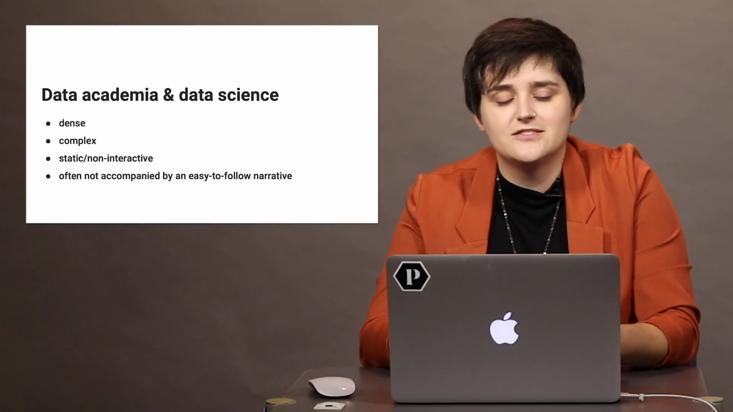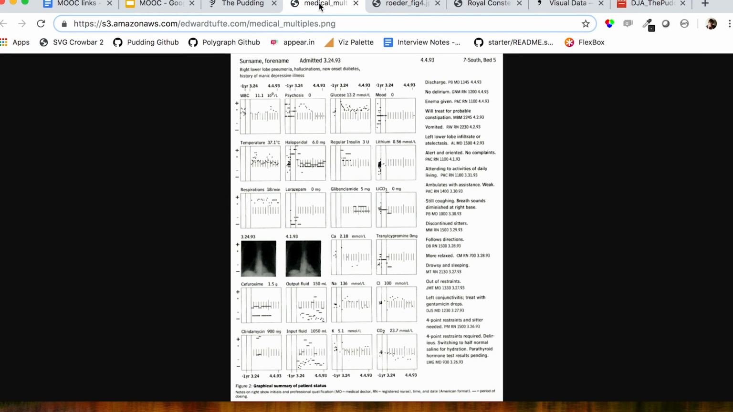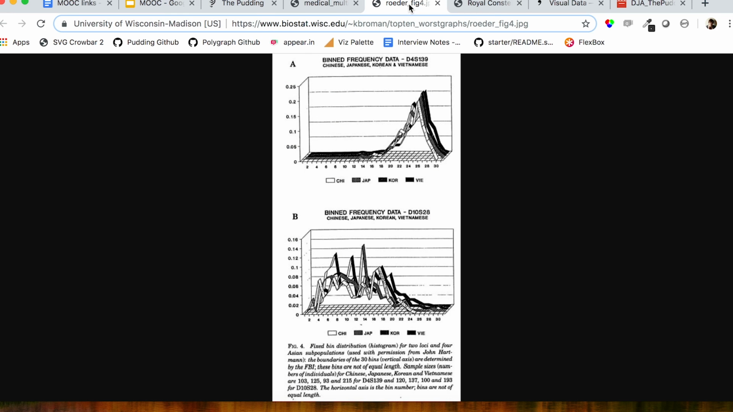First, there's data academia and data science. We're thinking of those black and white bar graphs that you see stuck inside of scientific papers. These are often really complex and hard to decipher. The average public just doesn't really connect with them. Historically, that's because scientists had to pay per figure in their paper, so they would cram in as much information as they could, and that would make these things really, really complex.